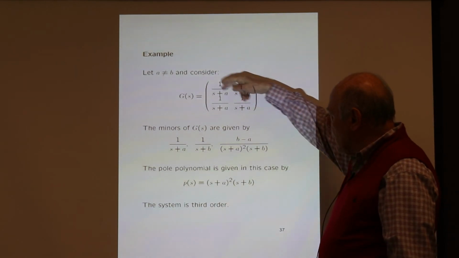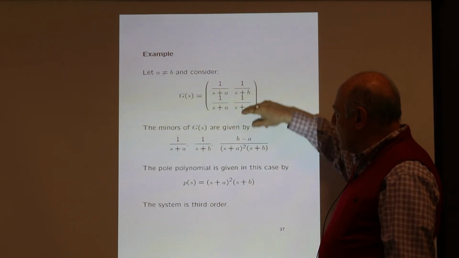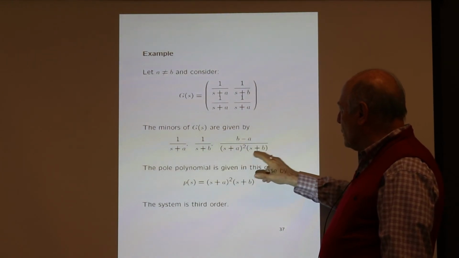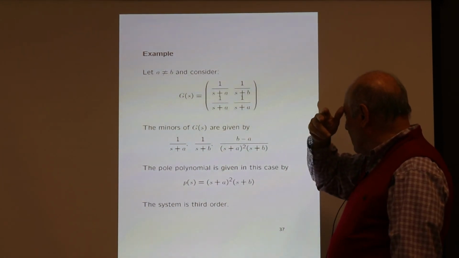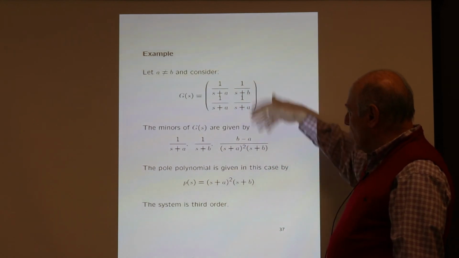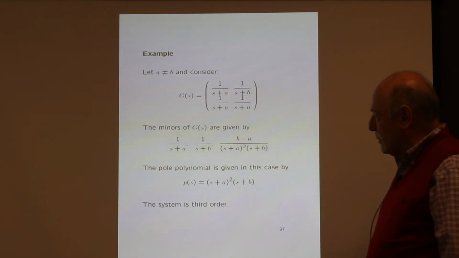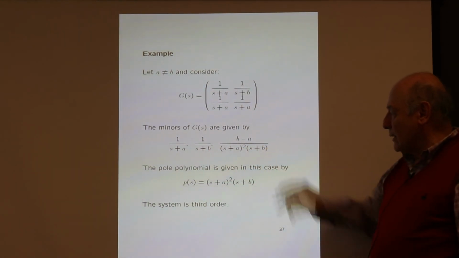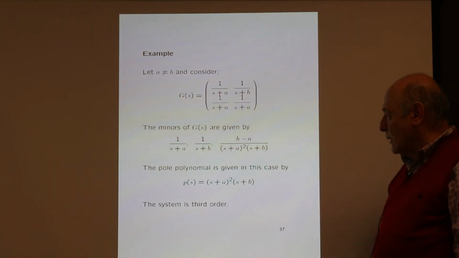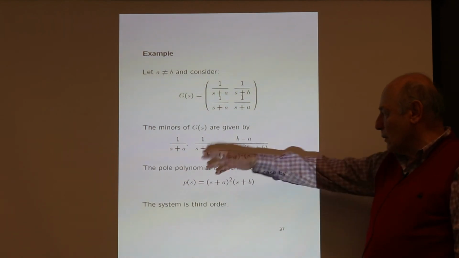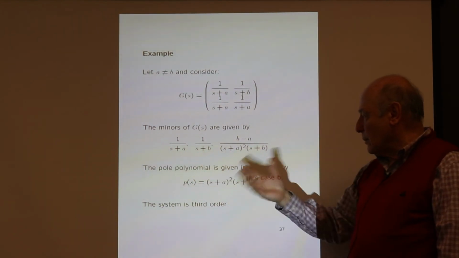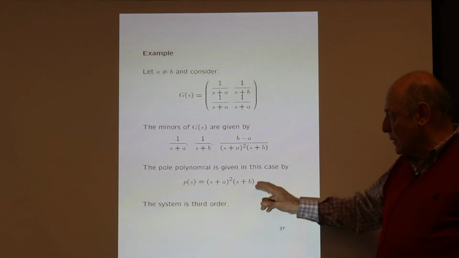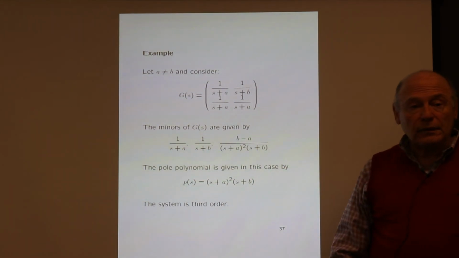When you multiply this, you get 1 over S plus A squared minus 1 over S plus A times S plus B. So you take out the common factor 1 over S plus A, you solve that, and you will get this is the minor. So what is the least common denominator of these 3 denominators? Well, it's the one with the greatest power, whether repeated or non-repeated. So you have this. This is a 3rd order system.